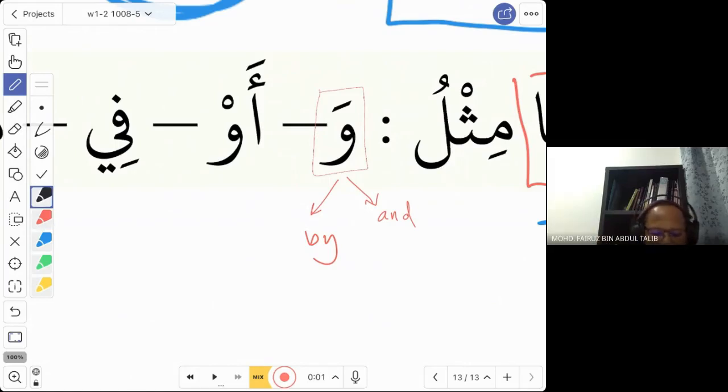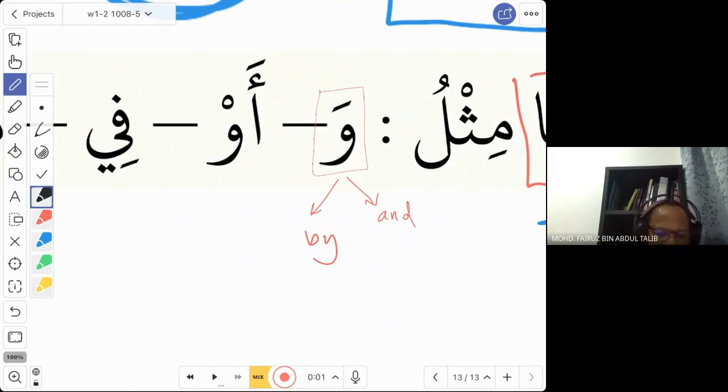And you will see another meaning for the word: together. Together with somebody, together with. So that is also wa. So that is what they want to say here. So this harf, this word, sometimes it is difficult for you to determine what is this meaning, what is this wa, is this and, is this by. You have to put it in a sentence, then only you understand the true meaning of that wa.